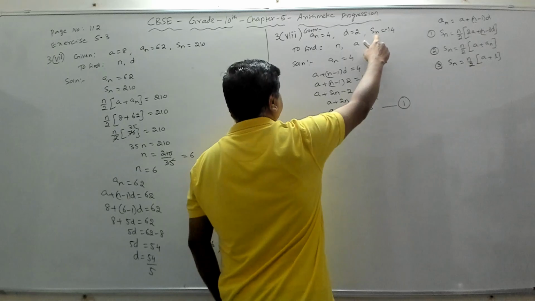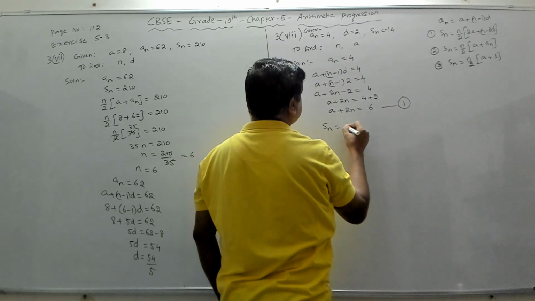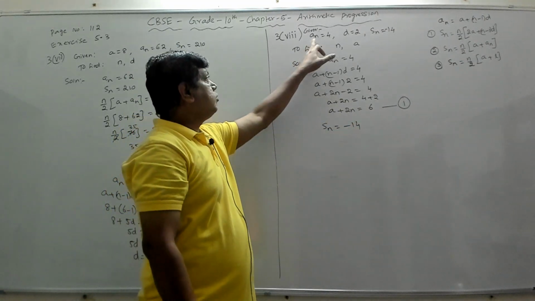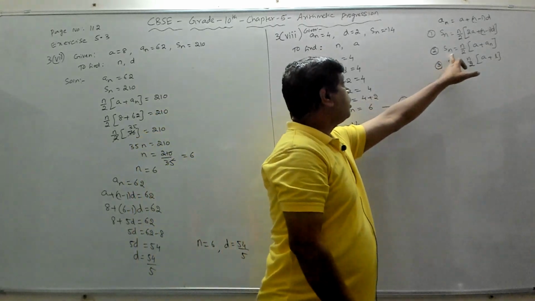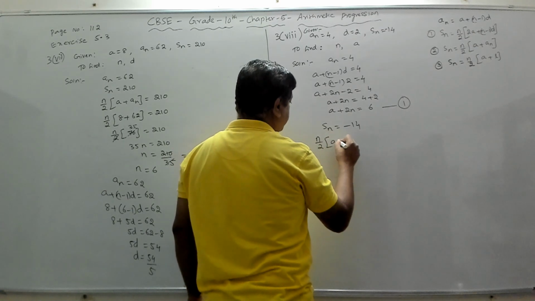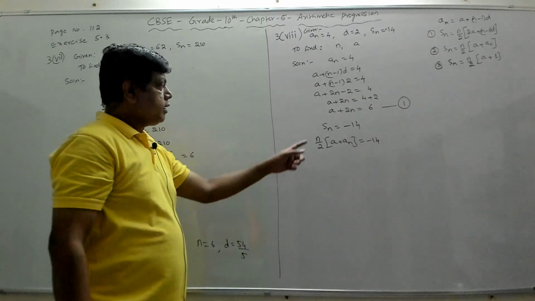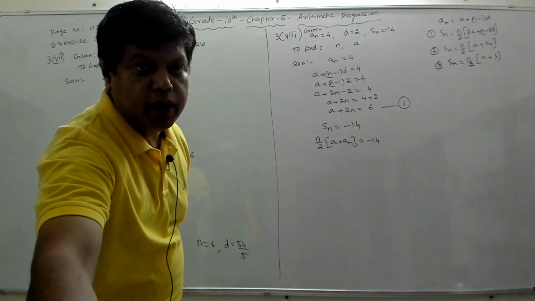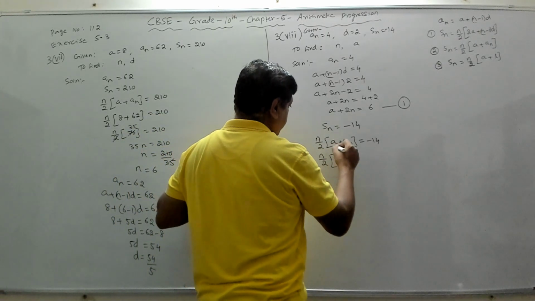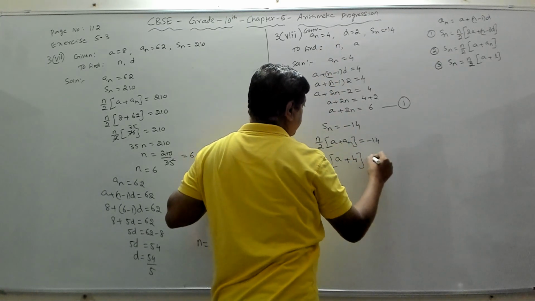Now let's go here. Sn is equal to minus 14. And we know an, the last term. When you know an, then we can use this formula to find Sn. So Sn is n by 2 into a plus an, that is equal to minus 14. n we don't know, a also we don't know, we write a. But an is given as 4. So an is 4. That is equal to minus 14.